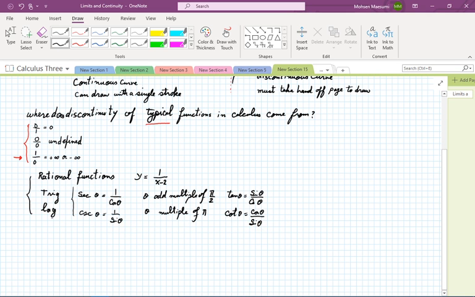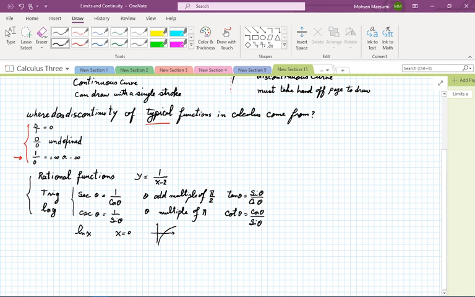Logarithm of x has a discontinuity at x equal to 0, even though we don't see a fraction here. But if a function has a horizontal asymptote, then its inverse is going to have a vertical asymptote, and that's the reason this logarithm has a vertical asymptote at x equal to 0. So this is a quick review of functions you see in calculus that show discontinuity.